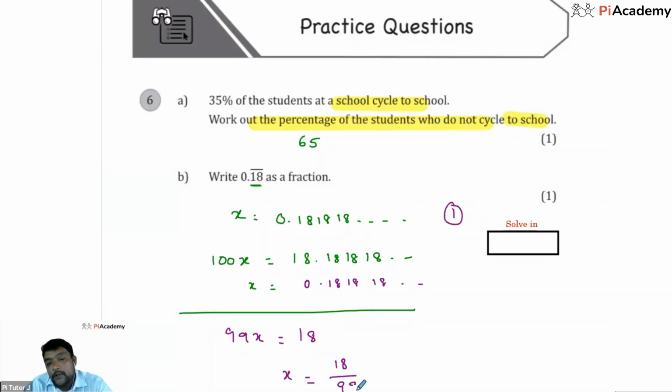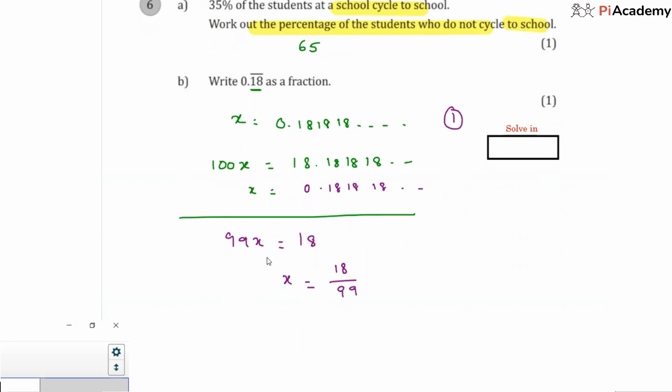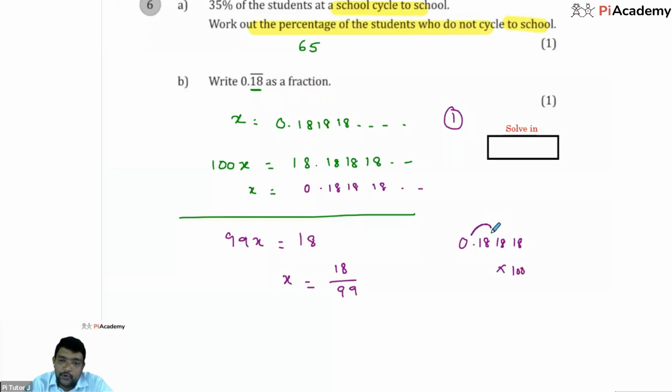You see that? Wouldn't it be 10x minus x though? Yes, 10x minus x is 9x, right? But then, wait, if you times x by 100, it should be 181.8181 recurring. No, see, it is 0.181818 and so on, right? You're multiplying this with 100. So when you multiply with 100, your decimal moves 2 digits to the right. So it is 18.181818 and so on, right?